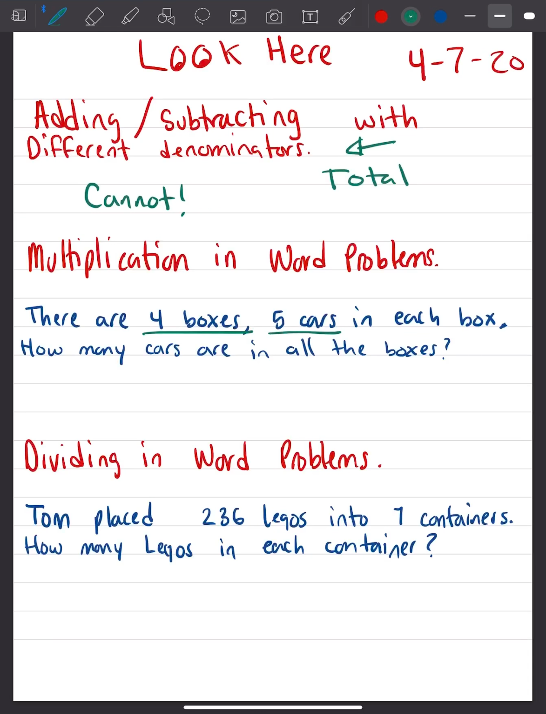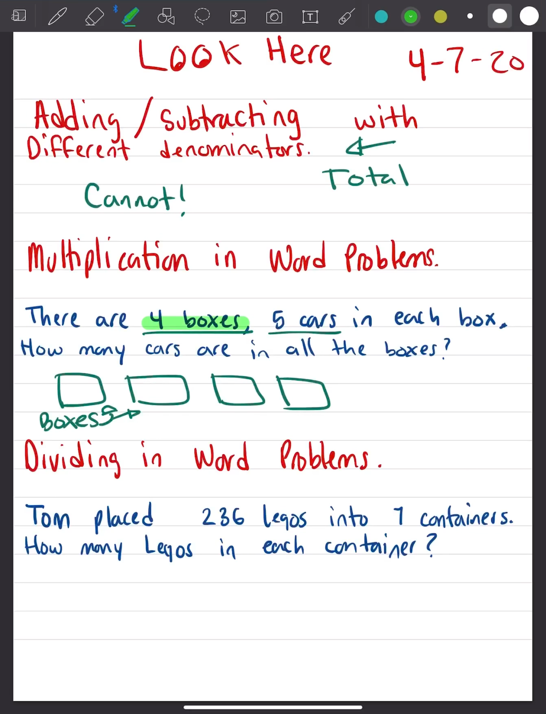So you know what? I'm going to draw what I have. I have my 4 boxes. 1, 2, 3, and 4. These are my boxes. I like to label what I draw. These are all my boxes. And I have 4 of them, right? Now, in each box, I have what? I have 5 cars. So if these are my boxes, what should I put inside? Yeah, I'm going to put 5.